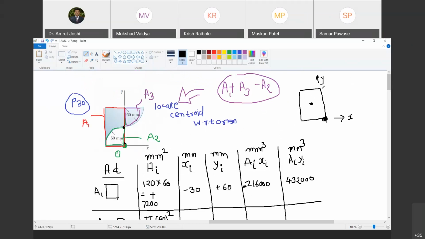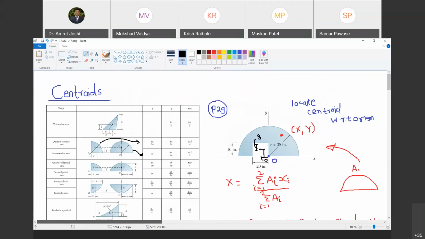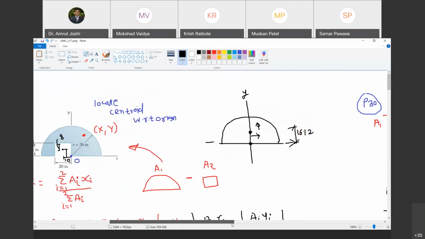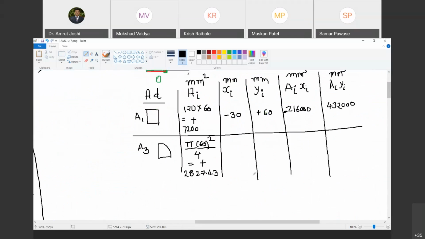With reference to this semicircle, both are located at 4r by 3 pi. Do you agree with me? This is also 4r by 3 pi, and this is also 4r by 3 pi. This is the formula that we are going to use, already derived for you. For the quarter circle, 4r by 3 pi and 4r by 3 pi. Do you agree with me? Yes, sir. So let me write that down. But tell me the signs.